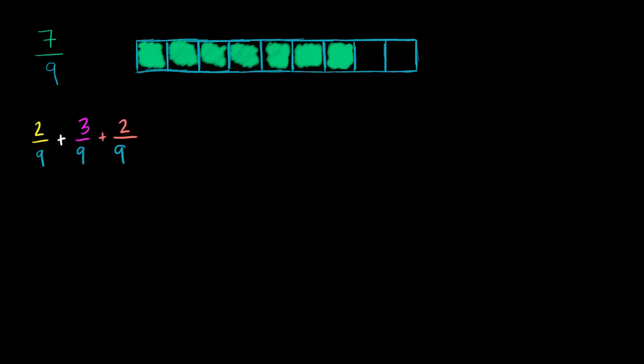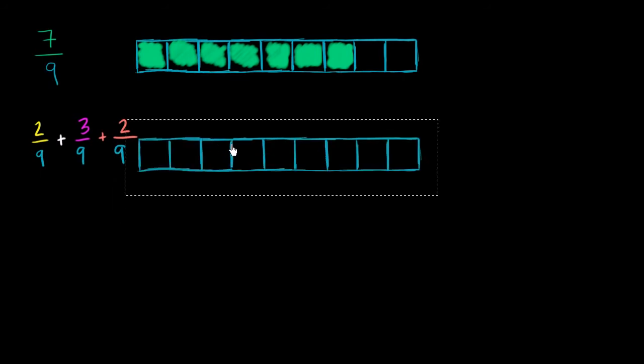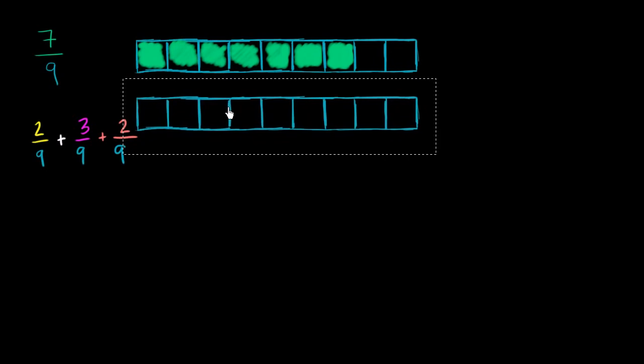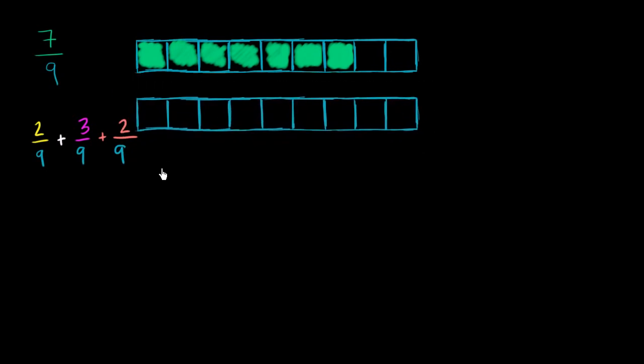So what would this look like? Let's just draw another grid here. I'll try to do it right below it so that we can see how they match up. So we have 2/9. Each of these is a 9th. We have 9 equal sections. So 2/9 is going to be 1 and 2. And then we're going to add 3 more 9ths.